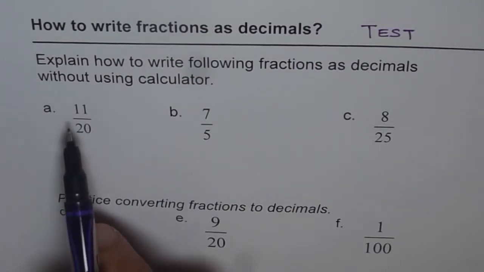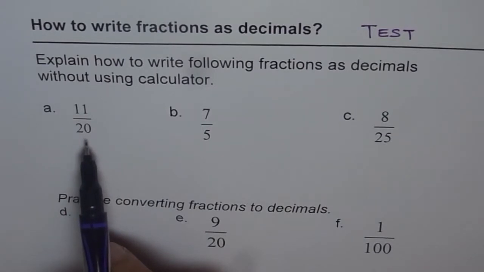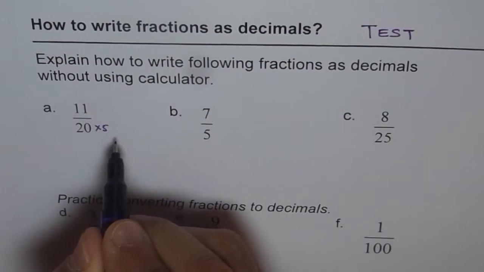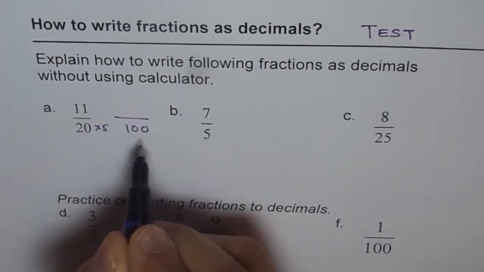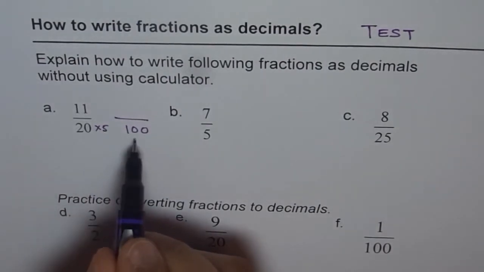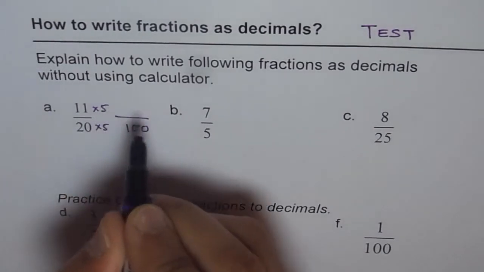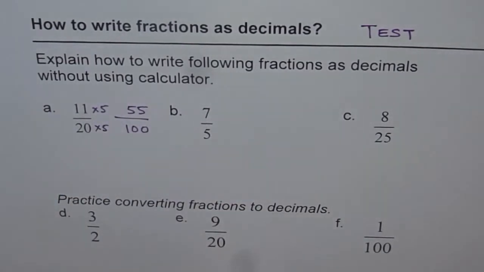Now in the first case, we have 11 over 20. Now 20, if you multiply by 5, what do you get? Times 5 will give you 100. So that's the whole idea, right? So we can change the denominator to 100 by multiplying by 5. You should do the same with the numerator also. So we get 55 in the numerator. And once we get something over 100, it's easy to write this in decimals, right?